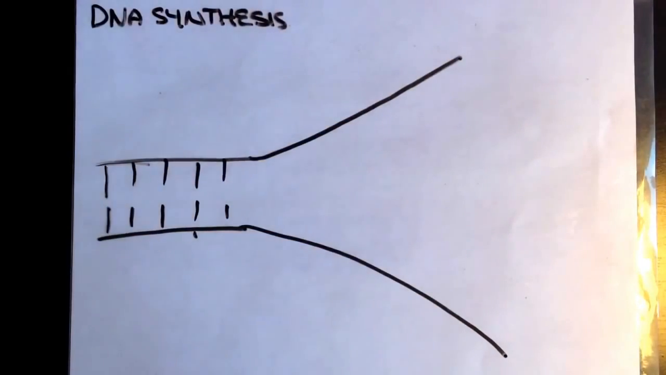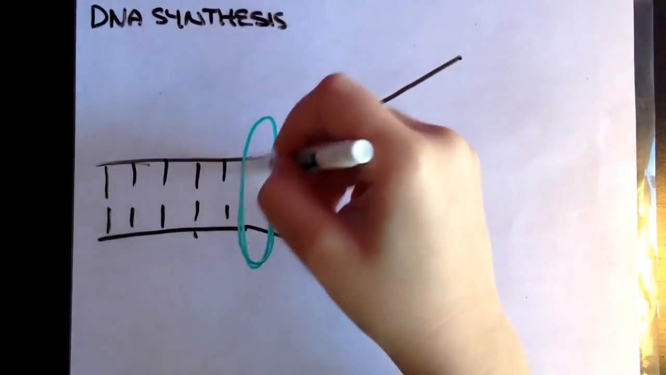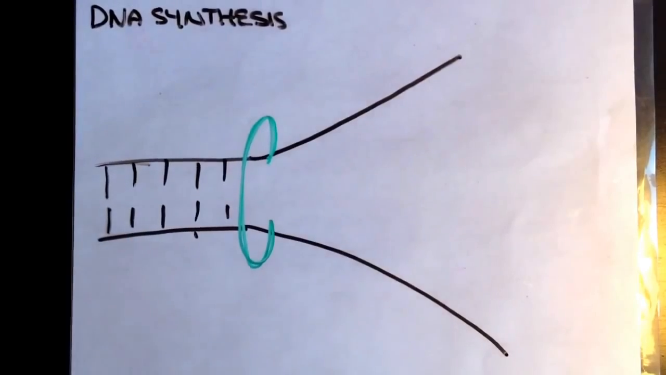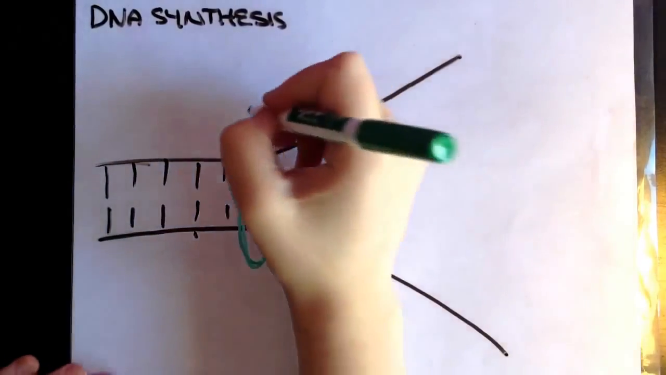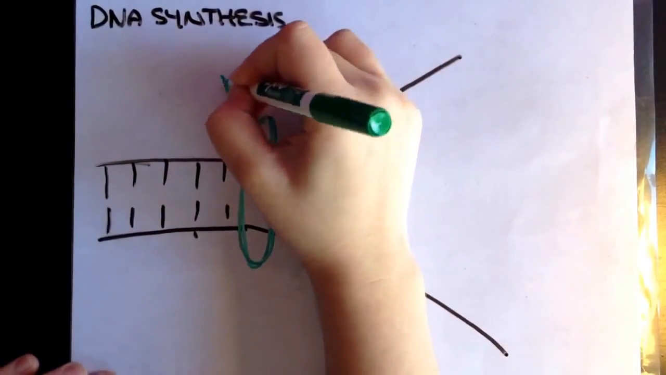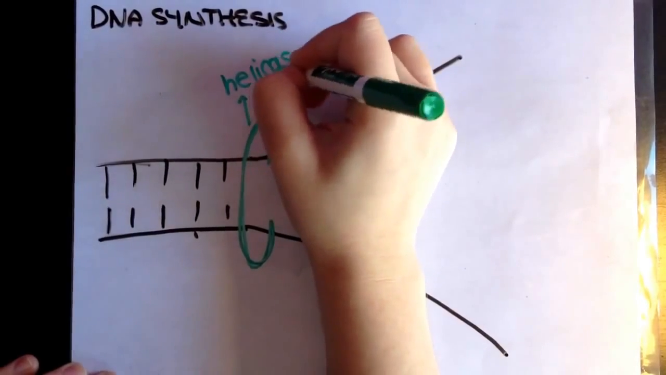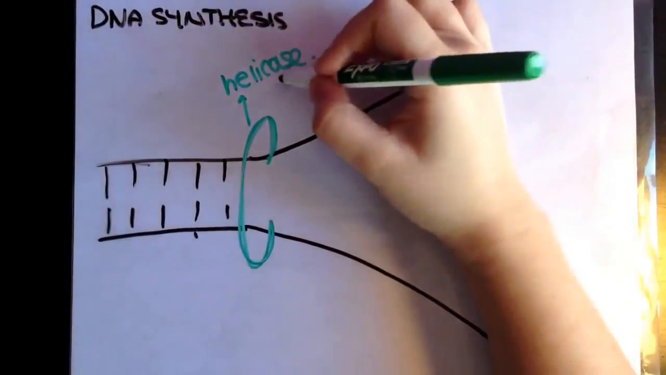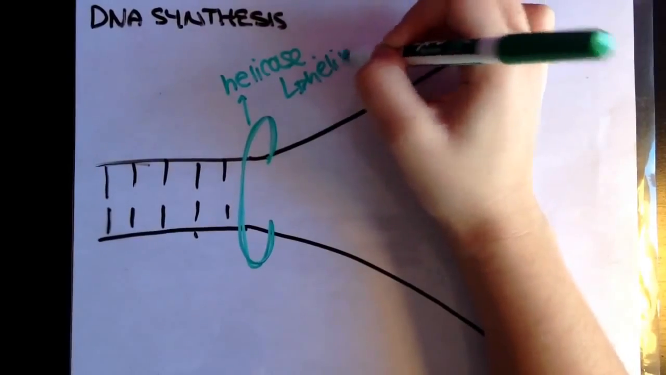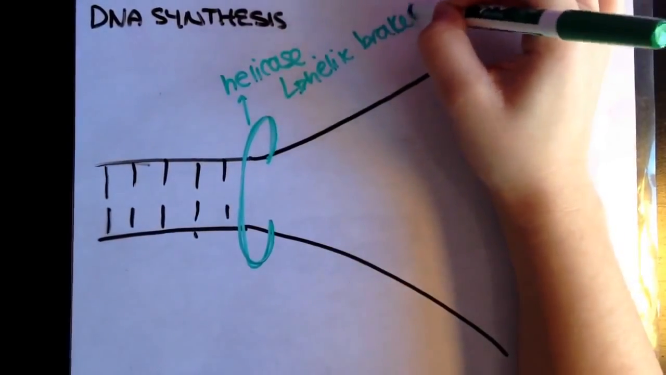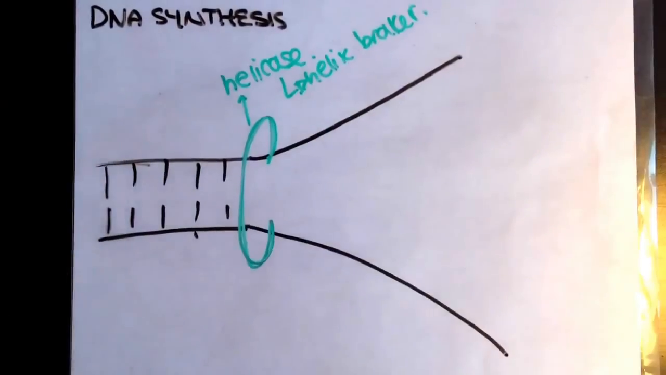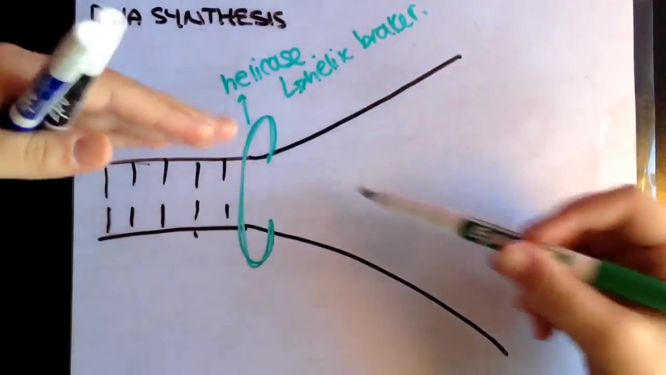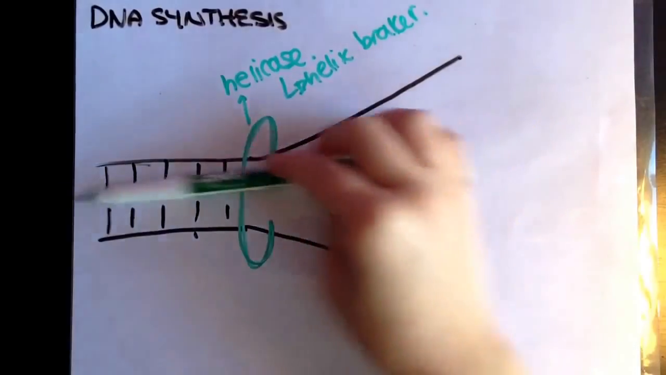What is opening it up is this little clamp. It's like a little clamp structure that comes on here. And what that is called is a helicase. A helicase is basically a helix breaker. So here, I'll put it down as a helix breaker. What's happening is that it's opening up the helix. It's breaking open this helix, just coming through here and breaking it open.